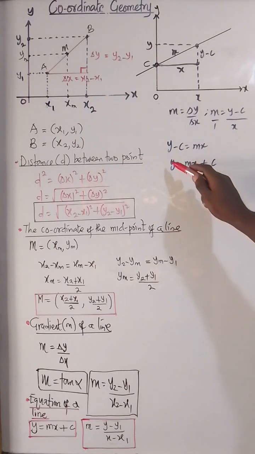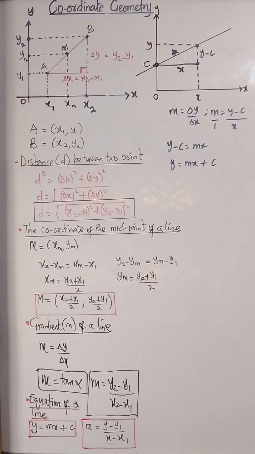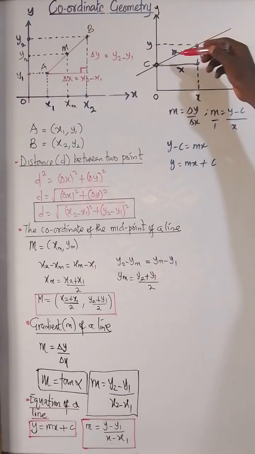Now, suppose we don't know the intercept. What are you going to do? You can write this down, please. If we don't know the intercept, let's pick a point on the line whose coordinate is known. If the intercept is not known, the coordinate of the point must be known. So let's pick a point here.